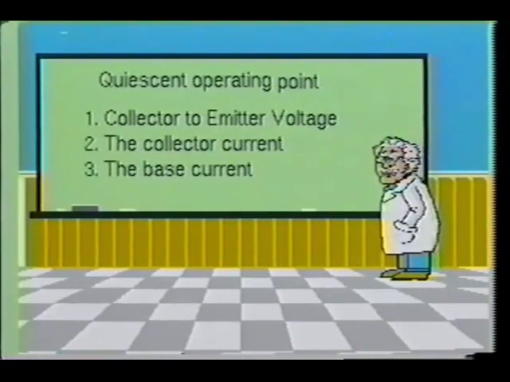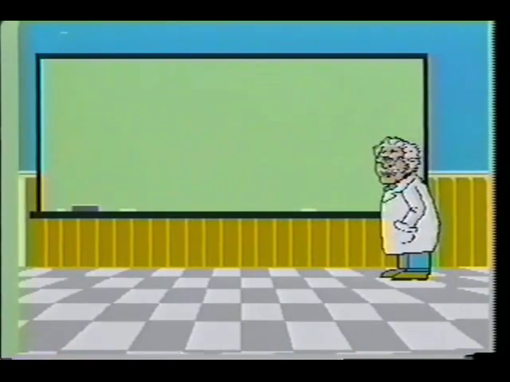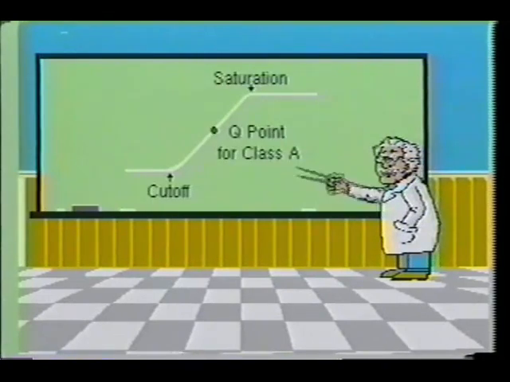The quiescent operating point is set by three parameters: 1, the collector to emitter voltage; 2, the collector current; and 3, the base current. The Q point of a Class A amplifier will be located at the midpoint of the linear portion of the characteristic curve.